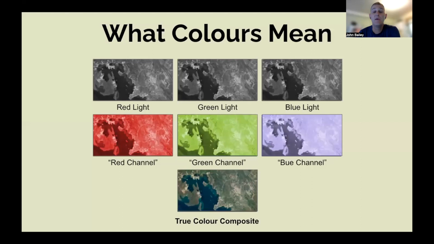So let's imagine we have a satellite that collects a bunch of red light, a bunch of green light and a bunch of blue light from a target, and it places them into a red channel, green channel, blue channel. If we then combine those three images together, we get what's called a true color composite. It's an image that looks the way that it would look if we were up staring down at the planet.